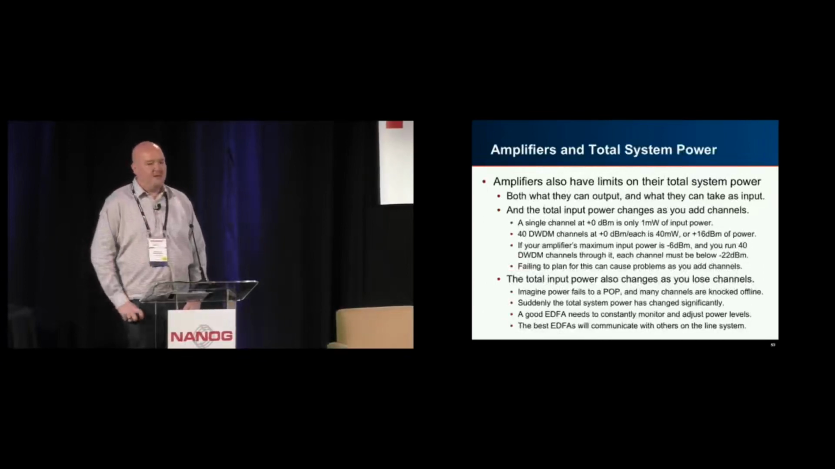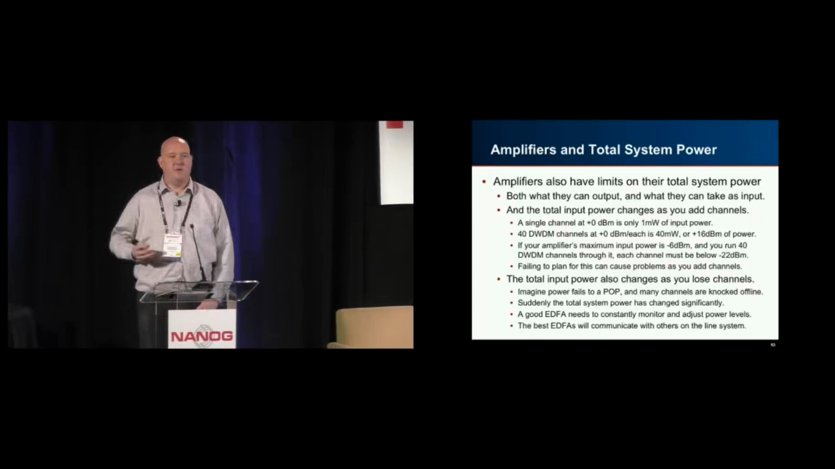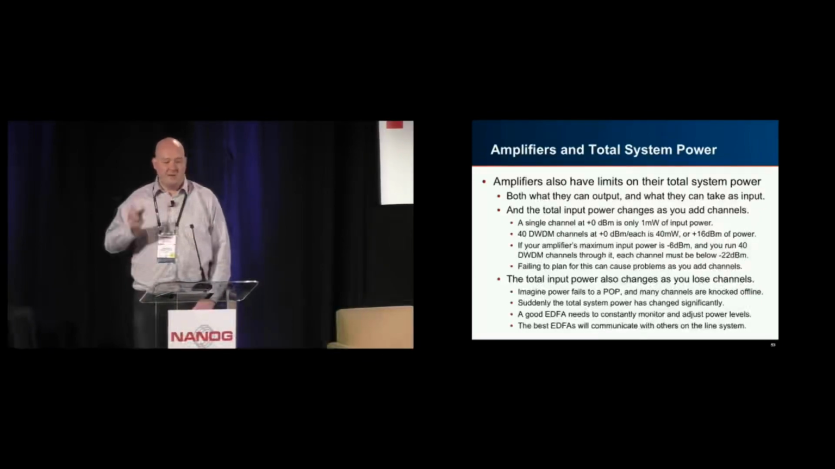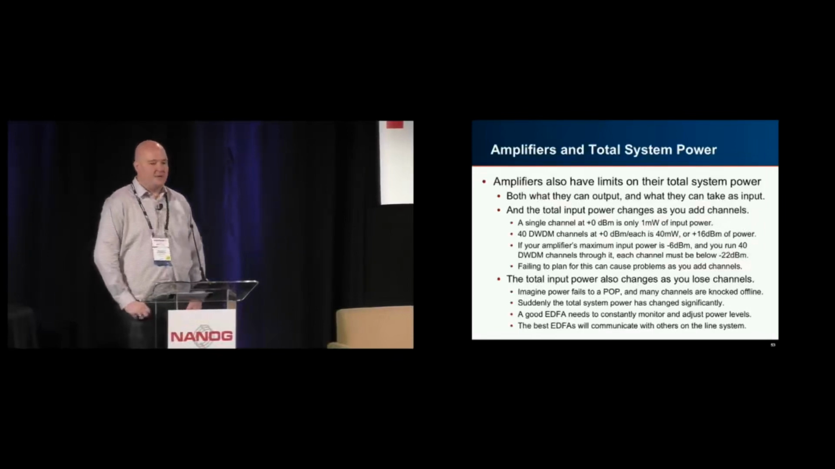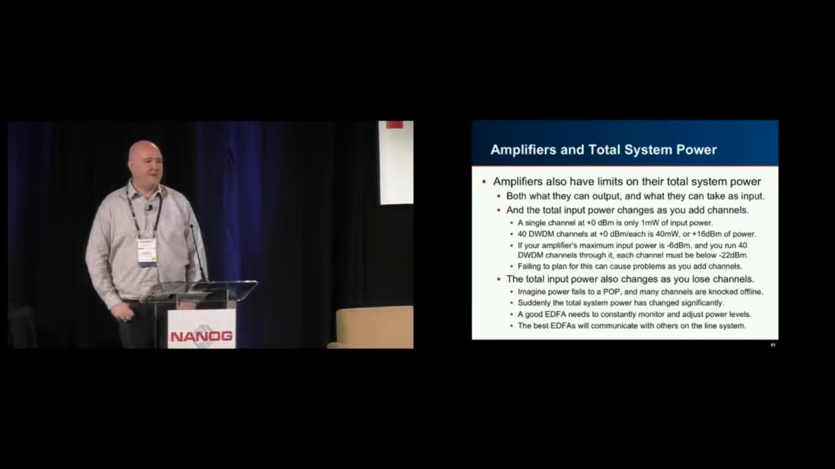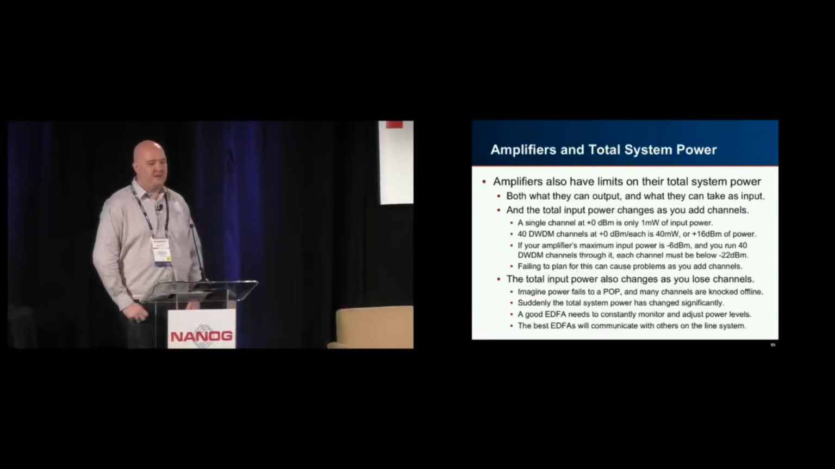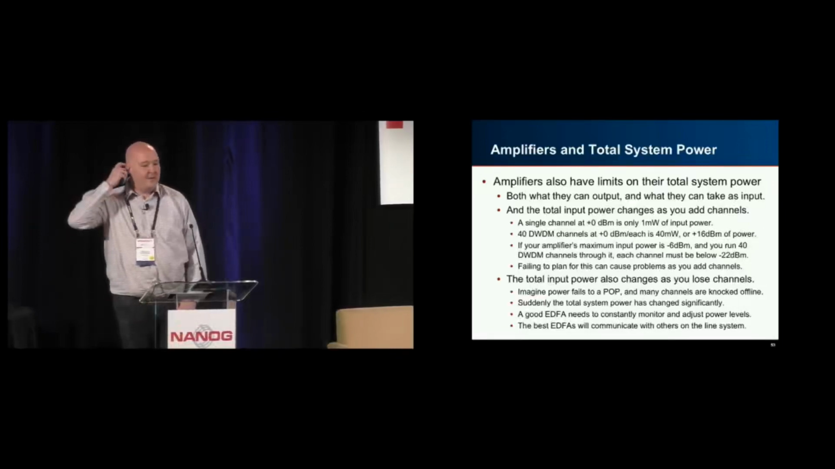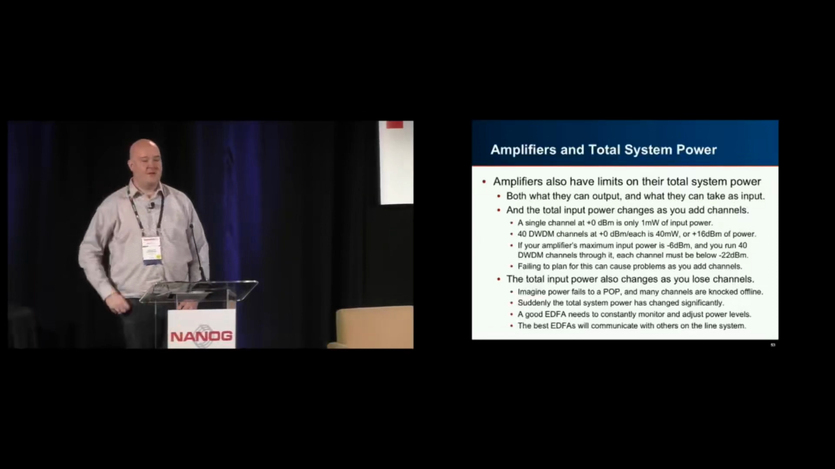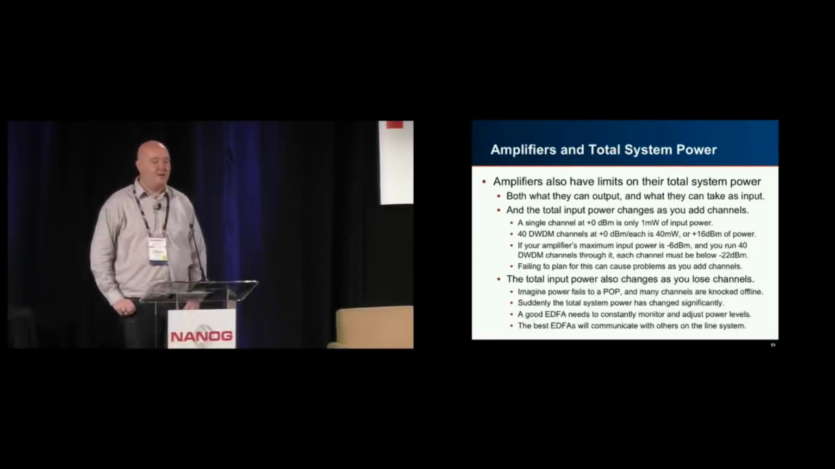So amplifiers also have limits in their total system power, both in what they can output and what they can input. This matters because the total input power changes over time as you add channels. So imagine you've got a single channel and you're sending at +0 dBm, so you've got 1 milliwatt of input power. Now you go to a DWDM system where you've got 40 channels, and each one of them is outputting the same amount of power. So you've now got 40 milliwatts of power. That's plus 16 dBm of power. That's actually incredibly bright, strong light.